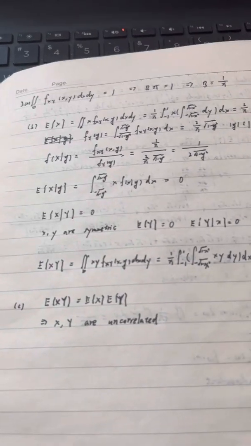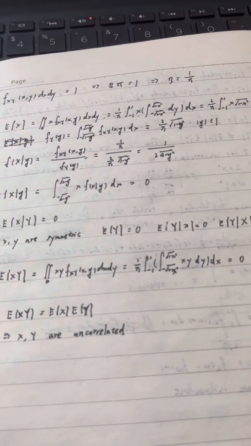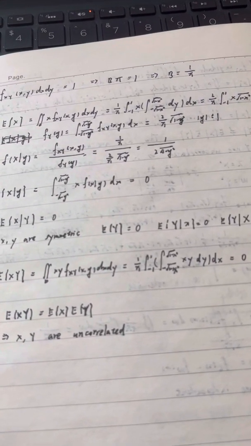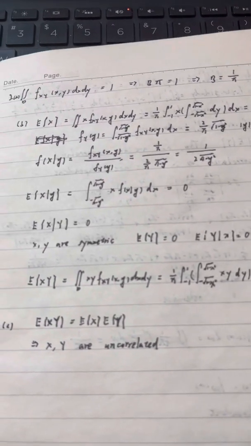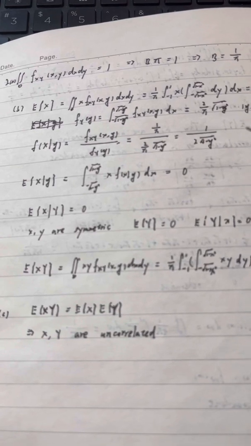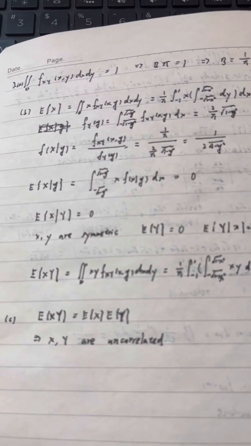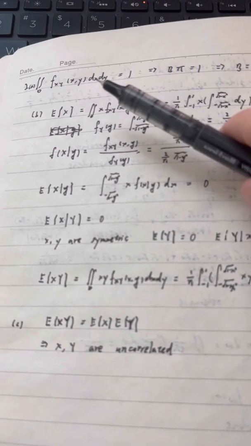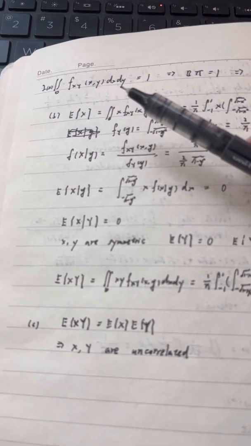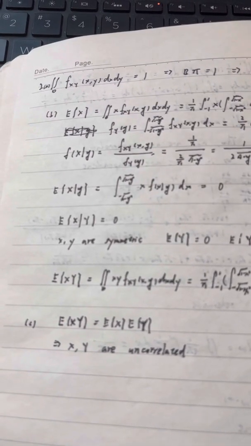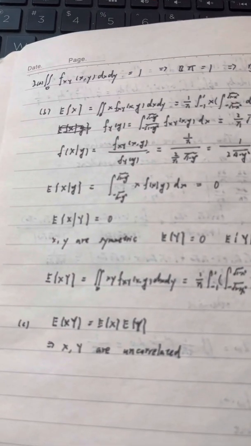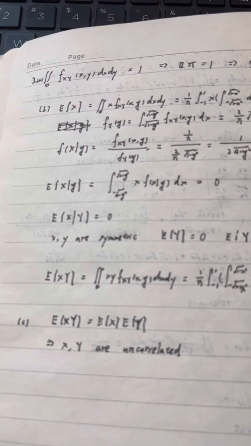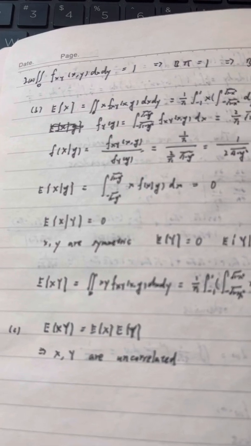So for subproblem A, it tells us to find b so that the above defined function is a valid joint probability density function. We know that it is a valid density function if and only if the integral over this area of f(x,y) dx dy equals 1. And we know that this joint density function actually equals b, which is a constant.